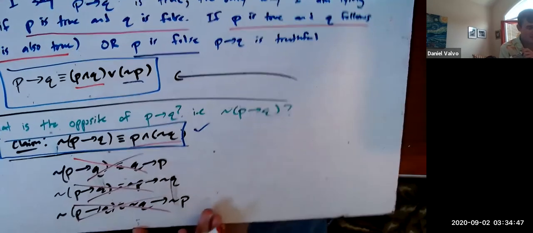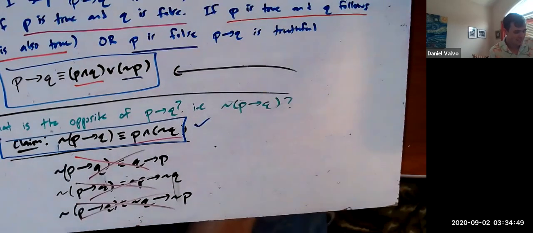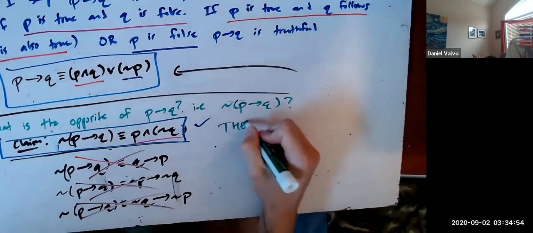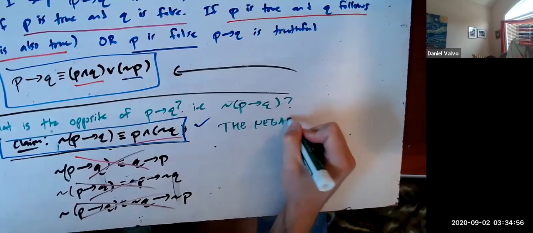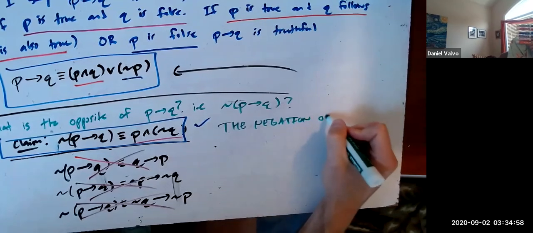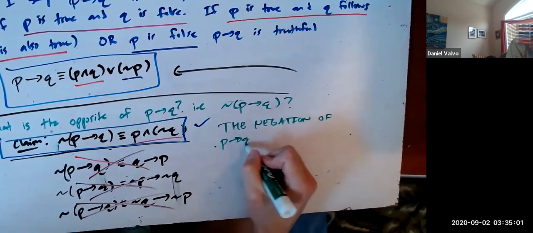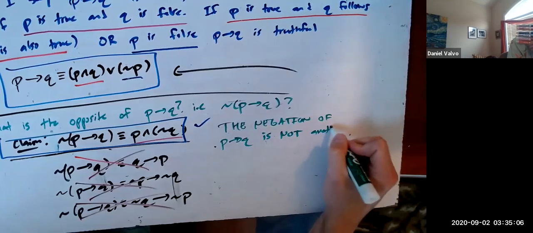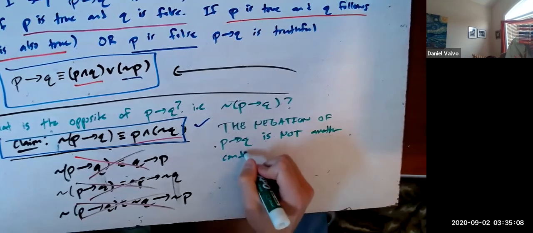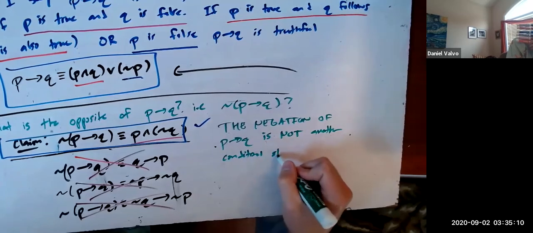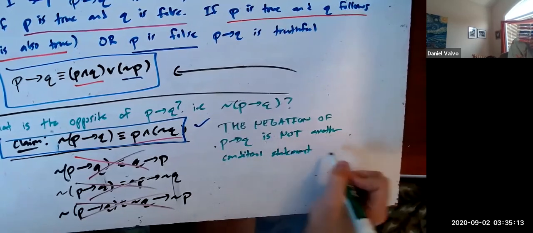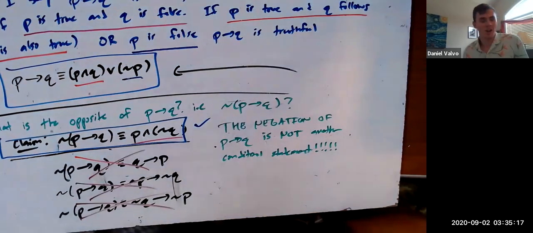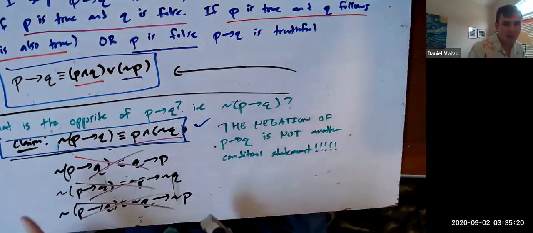They're always going to be opposites. But anyway, yes. The negation of P implies Q is not another conditional statement. That's all you need to know. These are not true. Do not make these mistakes.